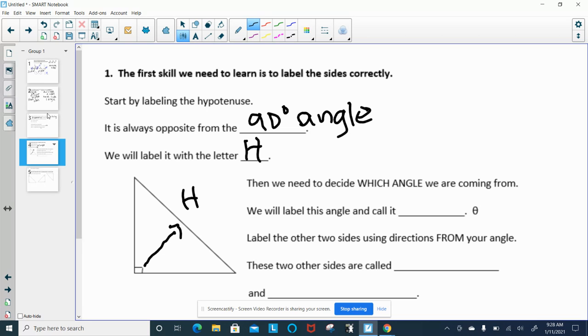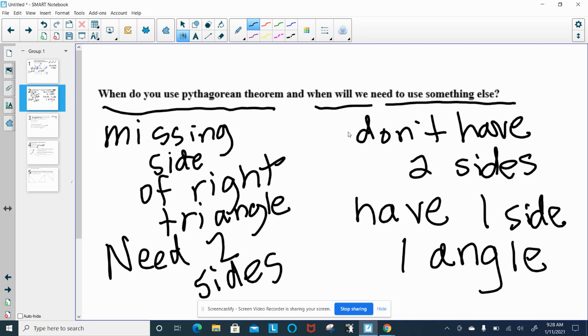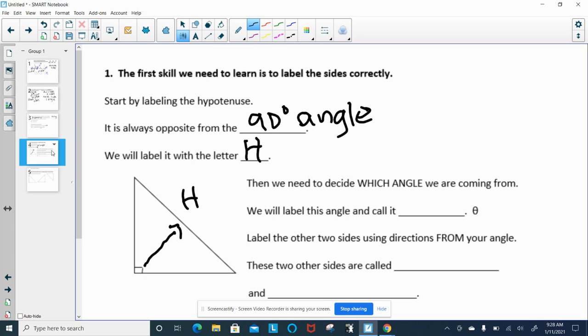But remember, I said when we use trigonometry, that's when we have one side and one angle. Well, that angle is very important. We're going to label the angle, and we're going to use a Greek letter, theta. And it looks like a circle with a line through the middle. So we're going to put our theta here. It won't always be there. But for right now, we're going to put it there.